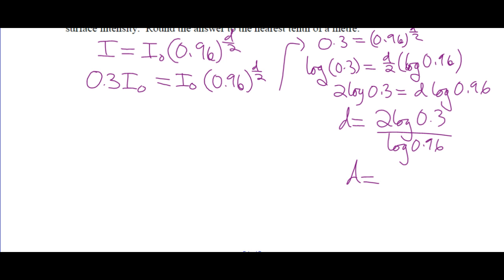And what do we want? Nearest tenth of a meter. Anyone? Anyone? 59.0 meters is what it's going to work out to. 59.0 meters.